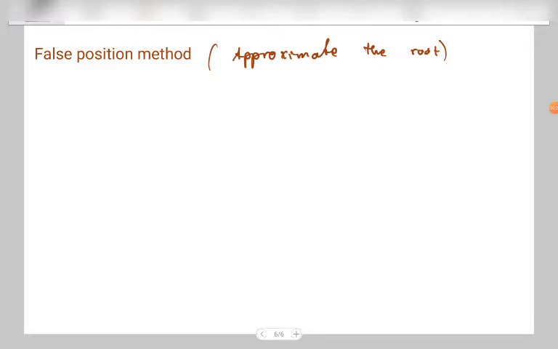So suppose again here I'm just going to derive the equation. I'm not going to use it. In my next video I'm going to show you actual examples where I'm using the false position method. So here we're deriving the formula for false position.